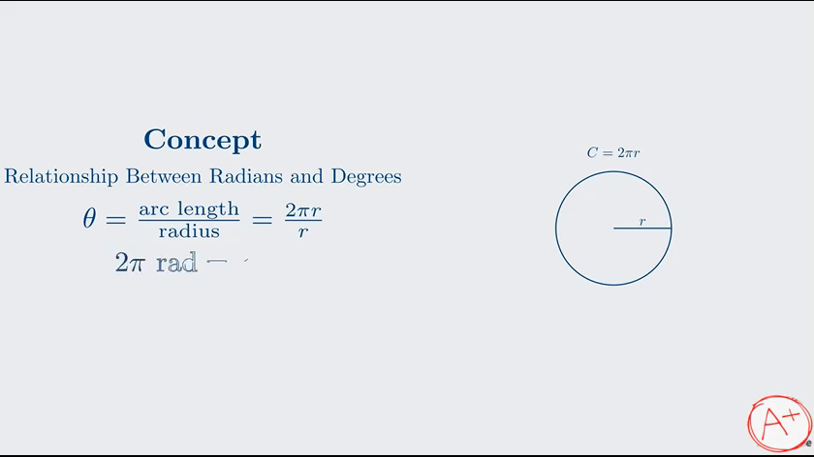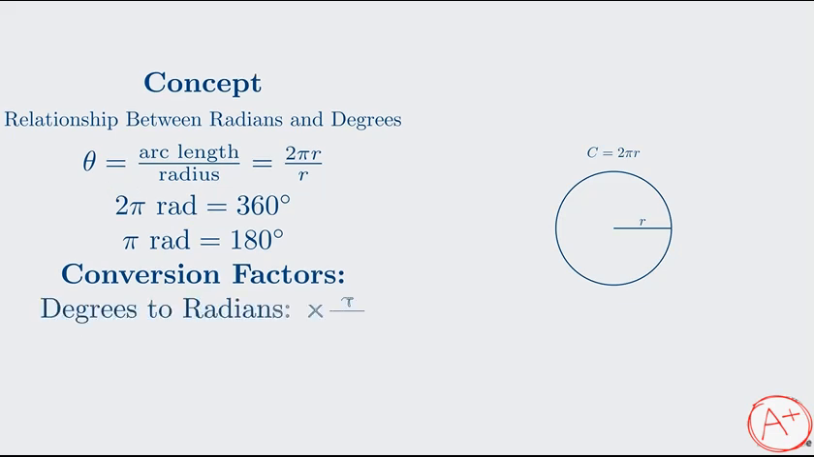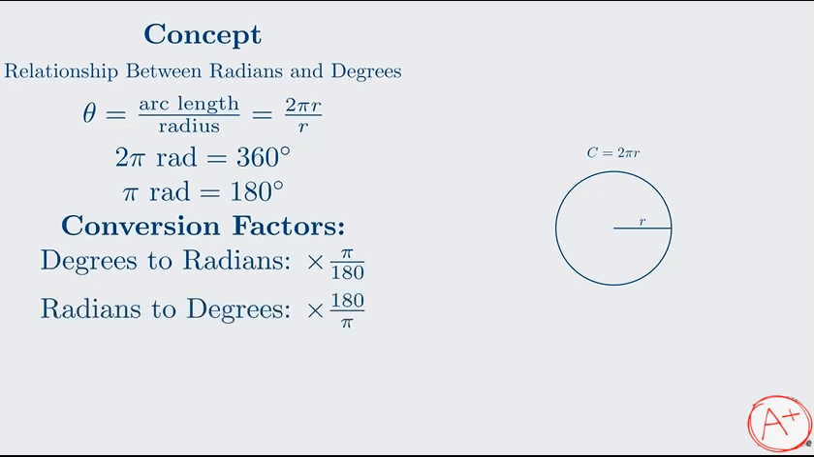This gives us our fundamental identity. 2 pi radians equals 360 degrees. Dividing by 2, we find that pi radians equals 180 degrees. From this, we derive our conversion factors. To convert degrees to radians, multiply by pi over 180. Conversely, to convert radians to degrees, multiply by 180 over pi. Memorizing this identity is far more efficient than memorizing two separate formulas. Always check if your answer should be in terms of pi or as a decimal.